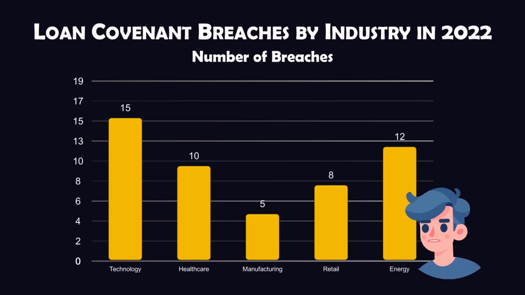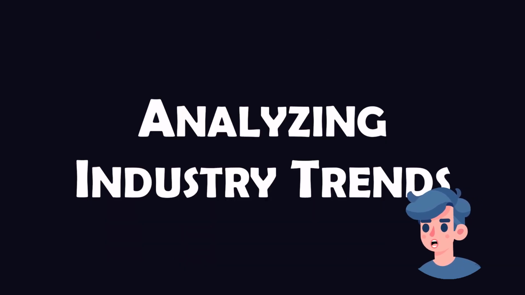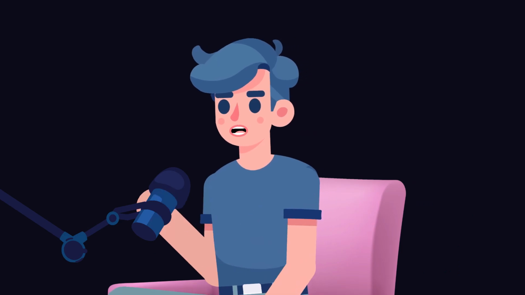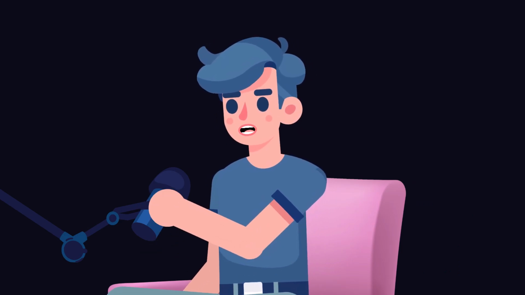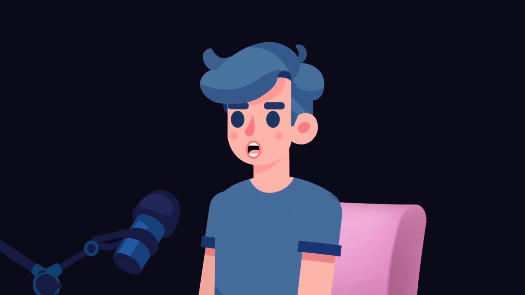Now, let's visualize this with some data. Here's a bar chart showing the number of loan covenant breaches across various industries in 2022. As seen in the graph, the technology industry had the highest number of breaches, followed by the energy and healthcare sectors. Understanding industry trends can help lenders anticipate risks and set appropriate covenants.